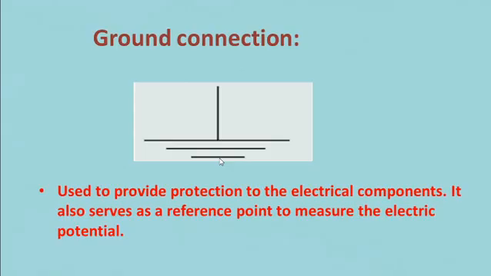Then next one, ground connection. It is a very important connection. The ground connection from the earth wire serves as a protective conductor which saves us from electric shocks, and is used to provide protection to the electrical components. In the earth ground connection, all metallic bodies and metallic appliances are connected. It also serves as a reference point to measure the electric potential.